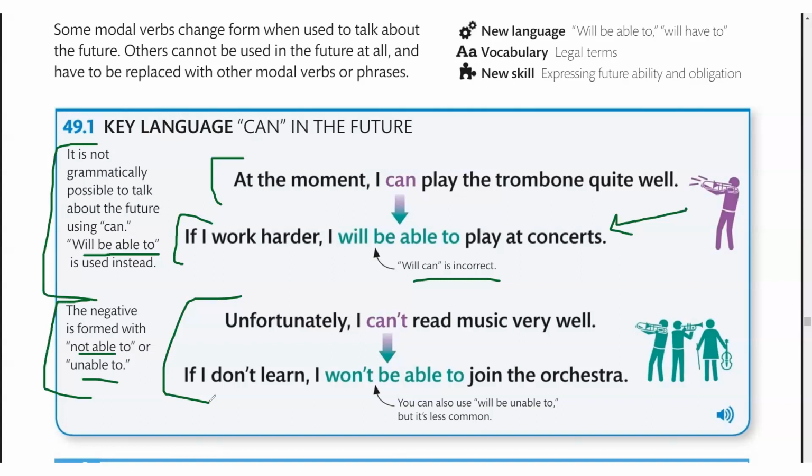So you can also use will be unable to, but it is less common. Usually you'll hear a native say, I won't be able to. Again, we often like to say I won't be able to. You typically will not hear us say will be unable to. But it is grammatically correct. It's just not the common way to express this idea.